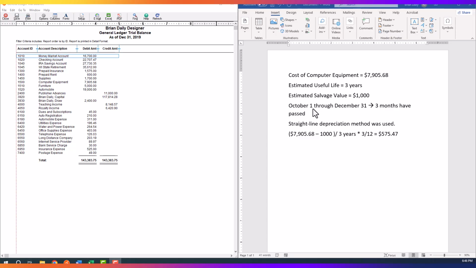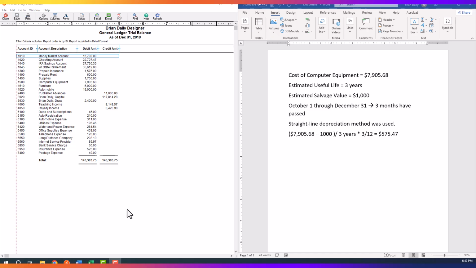The asset was used for 3 months from October through December, so 3 months have passed, and the company was using the straight line method to calculate its depreciation. There are many methods used to calculate depreciation, but this particular asset, they're using the straight line method. So the straight line method takes the original cost and subtracts out the salvage value, and then divides that difference by the number of years in the useful life, and that would give you the depreciation per year. But here we have a fraction of a year because only 3 months out of 12 months have been used, so I multiply that result by the fraction 3 over 12, and that gives me $575.47 of depreciation for that 3-month period on the computer equipment.